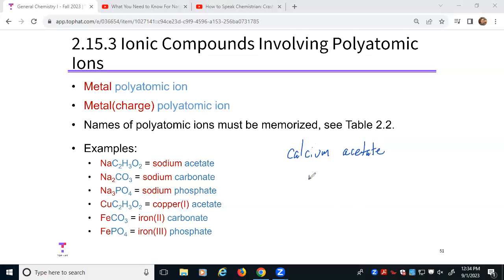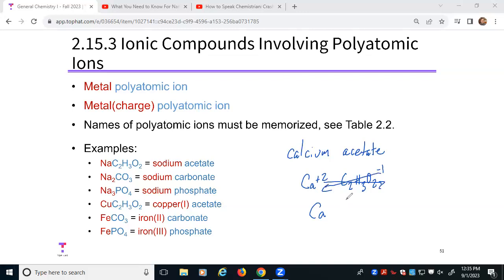Well, we know calcium to be Ca positive 2. From our polyatomic ions list, we know that acetate is C2H3O2 negative 1. The charges here don't match, so we're going to have to crisscross them to get the correct formula, which means the calcium is going to have a subscript of 1, so we're just going to leave it alone. And the acetate is going to have a subscript of 2.